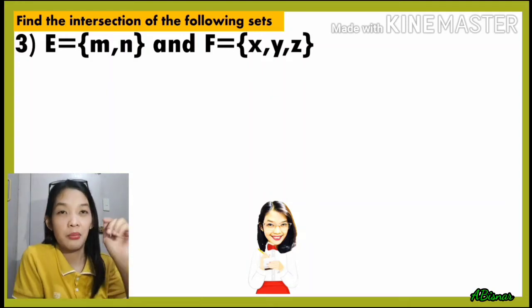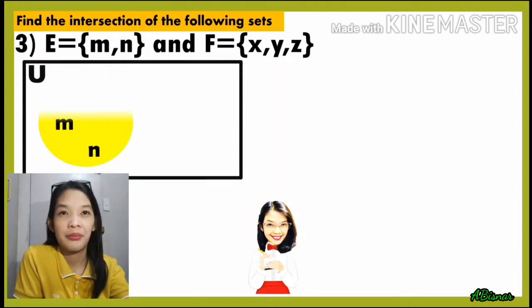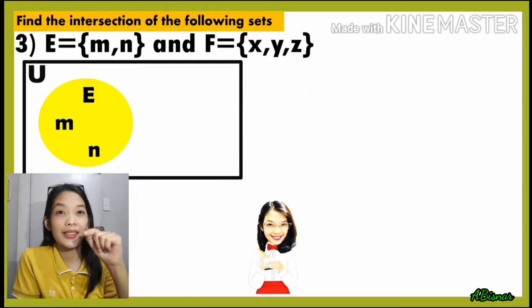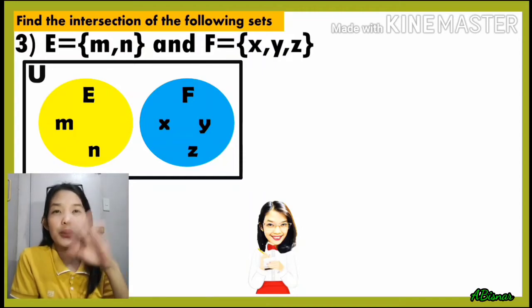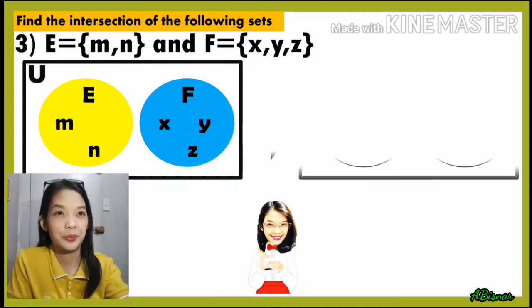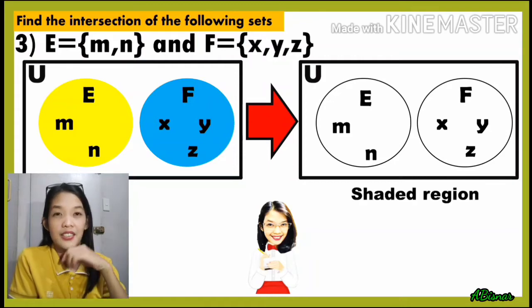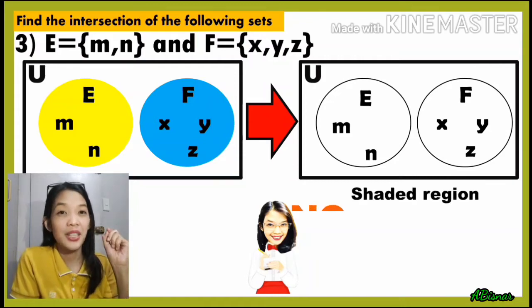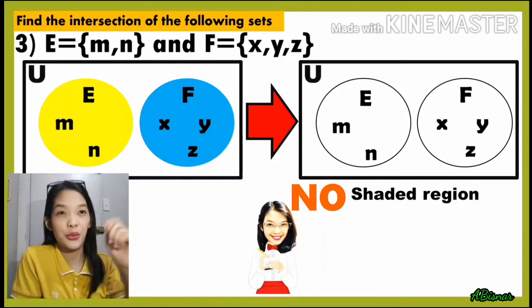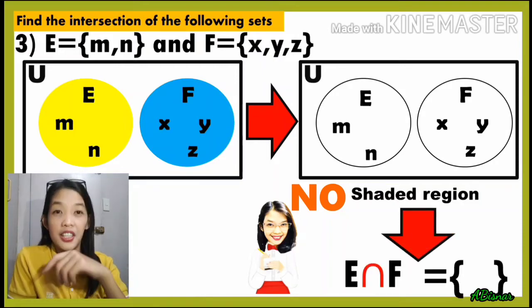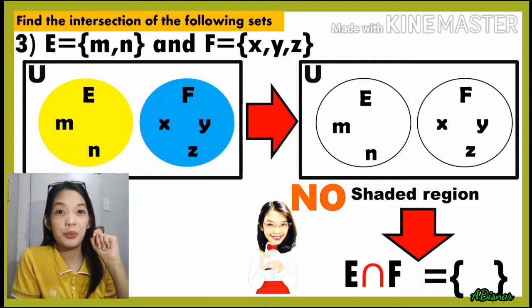Let us illustrate number 3. Set E has the elements M and N, and set F has the elements X, Y, and Z. As you observe, there are no common elements. Now, how are we going to illustrate it? Is there a shaded region? It's correct. There's no shaded region. And therefore, the intersection of E and F will be an empty set or null set.